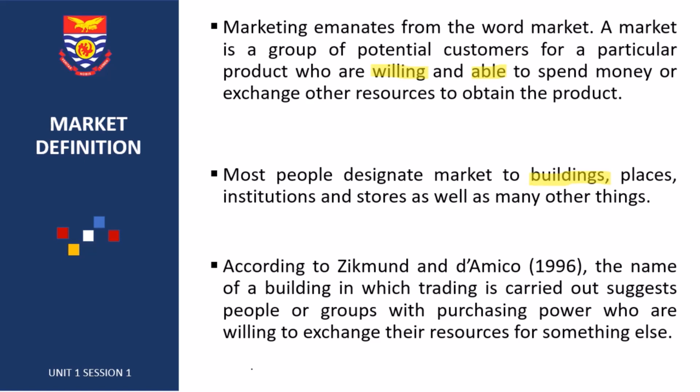So when we talk about a market, it doesn't only limit itself to buildings, places, institutions, and stores, as well as many other things that come to our mind. It actually encompasses potential customers who are in need of a particular product that will help them solve their problem. And these people are actually willing, meaning that they have the desire for the product, and they have the means to spend money or exchange other resources in order to obtain the product that will help them solve their problem.